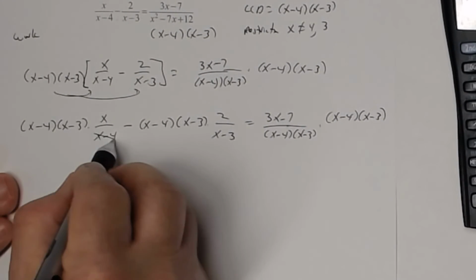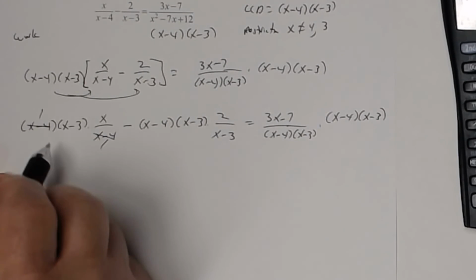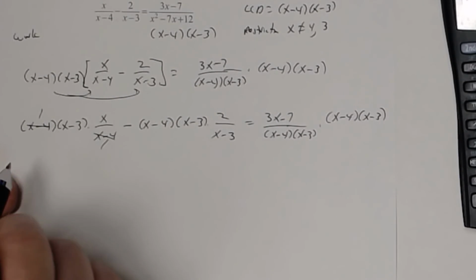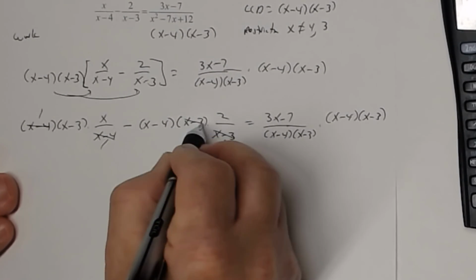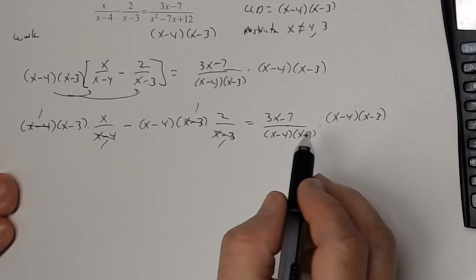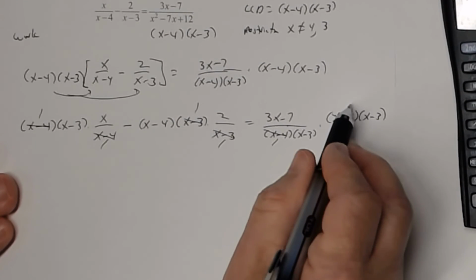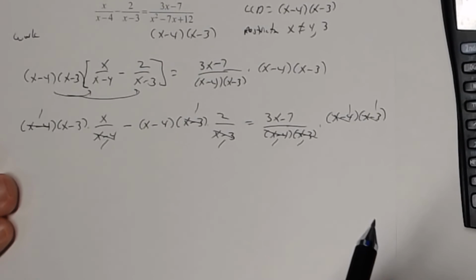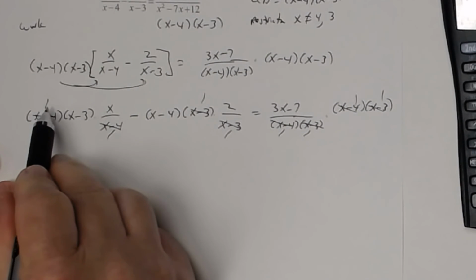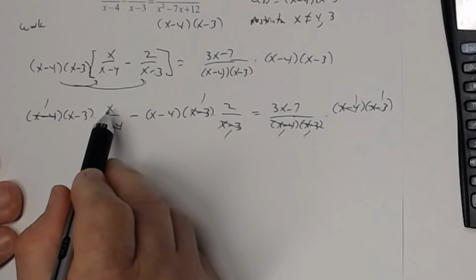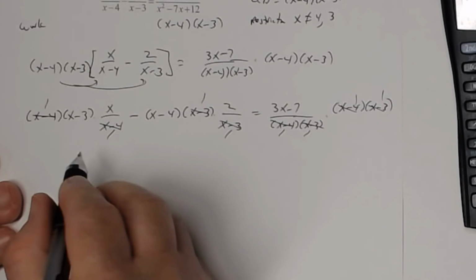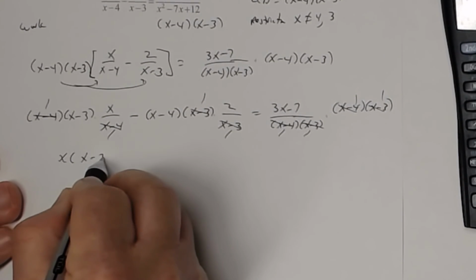So these x minus 4s divide out. You get factors of 1. Make sure you put factors of 1 here. These factors of x minus 3s divide out. And then these factors of x minus 4 and x minus 3 divide out. So you get 1 times x is x. So that x is being multiplied by x minus 3. So x times x minus 3.